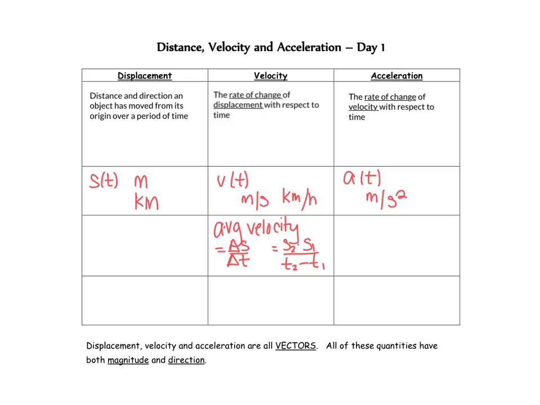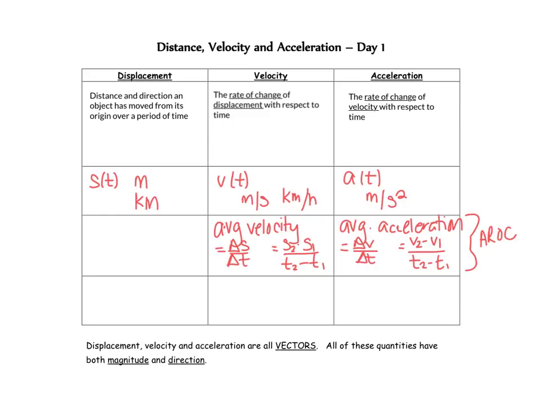Our average acceleration would be similar in that we take a look at the difference in velocity over the difference in time. So our average acceleration equals our change in velocity over our change in time, or similarly we can do v2 minus v1 over t2 minus t1, and both of these we know represent our average rates of change, and we calculated those in MHF last semester.